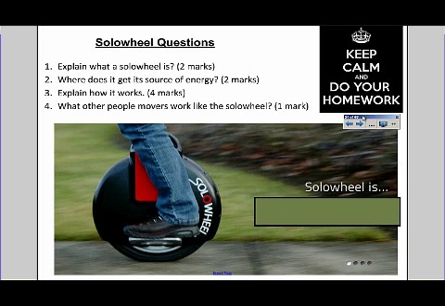In your workbooks, there is a section on solo wheel questions. These questions are already in your question booklet, so you don't have to write it down again. If you don't have your books at home, please write this on a blank sheet of paper. I want you to explain what the solo wheel is. So if you don't know, you're going to have to do a little bit of research. Explain where does it get its source of energy, and again, enough for 2 marks there. I want you to explain how the solo wheel works. And then for the last one, I want you to tell me what other device or people mover works like the solo wheel.